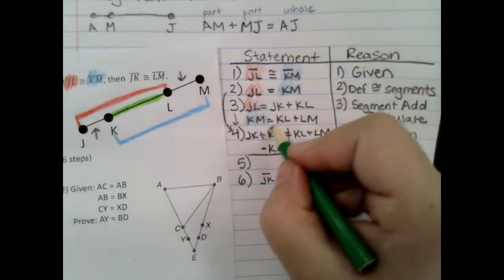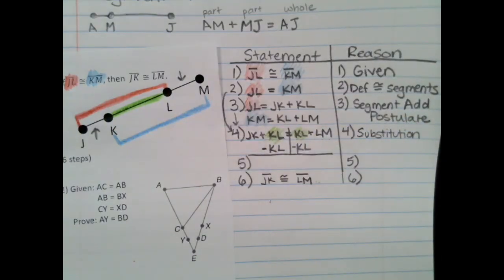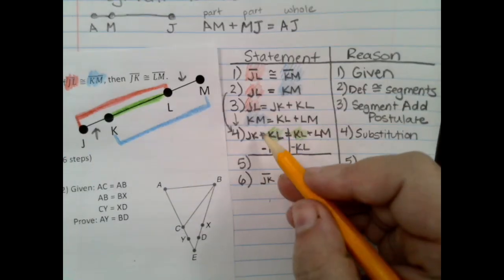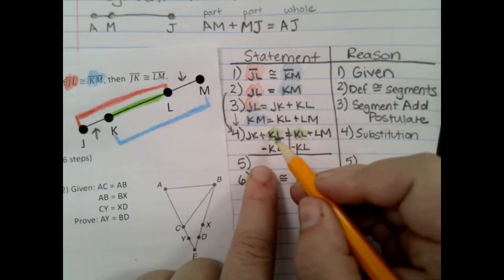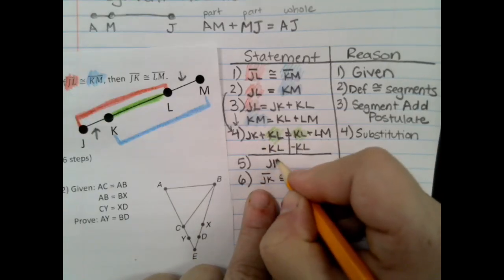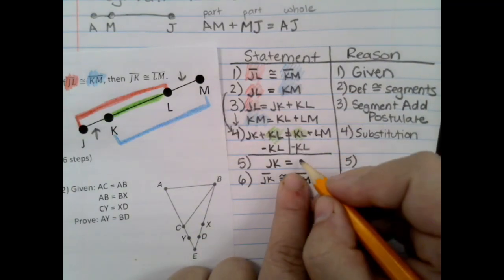Okay, this is that green part. I forgot to color code that. Okay, so now the KLs are gone. What am I left with on the first side? Just JK equals LM.